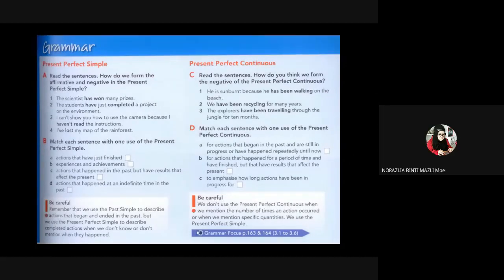Okay, so that's for present perfect continuous, and then B, yang ni kita akan buat kejap lagi. B dengan D kita buat kejap lagi. Sekarang kita tengok notes dulu.